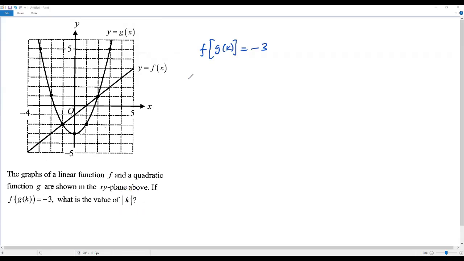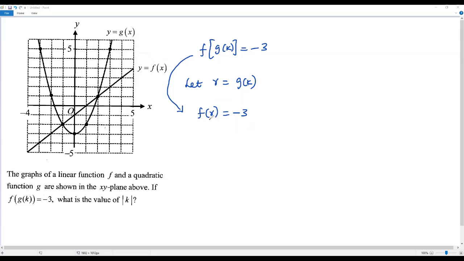Okay, now let me assume some stuff for this g of k. That is, let me assume r equals g of k. Now what we can do is plug in this r for g of k over here. Then this will become f of r equals -3. Okay, so what do we understand from this one?